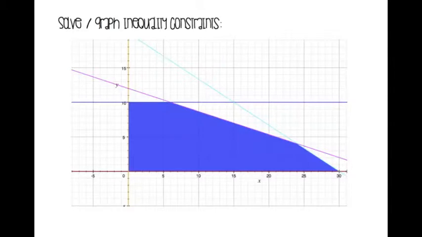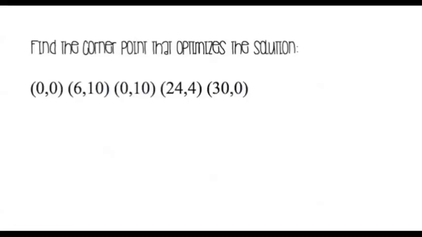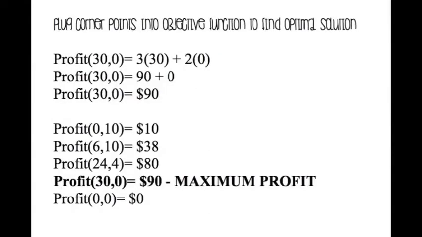The corner points of the shaded section show any solution that could be most optimal in this situation. These are the corner points in this situation that could potentially maximize the profit. So now we must plug in the corner points into the objective function to find the optimal solution.